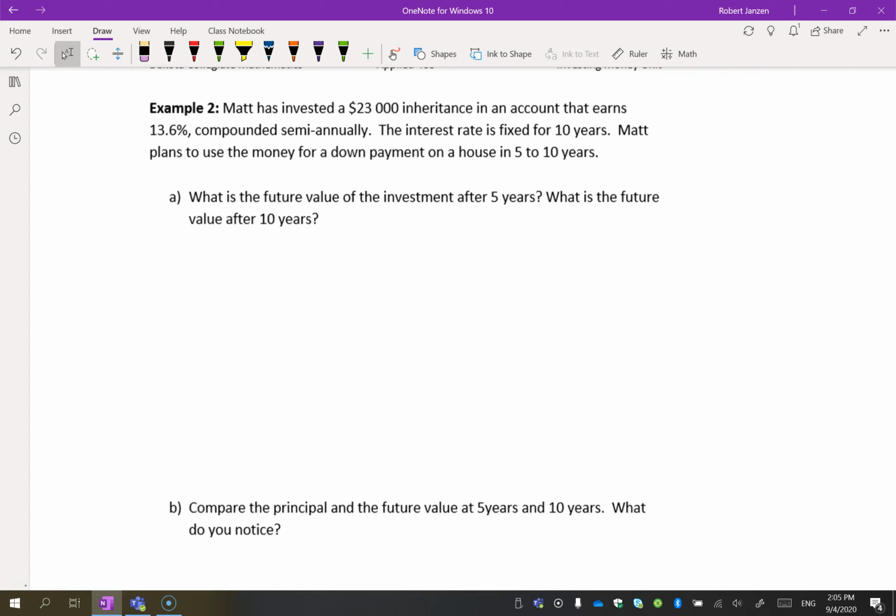Okay, another one. What is the future value after 5 years? So let's go after 5 years. So the present value is going to be 23,000. What is the interest rate? Wow, that's a nice interest rate. And it says compounded semi-annually. So this is every 6 months or twice a year. And so then we would have 2 times 5.